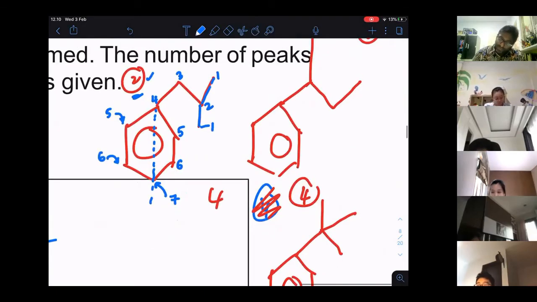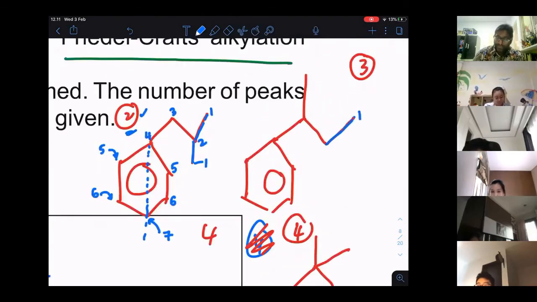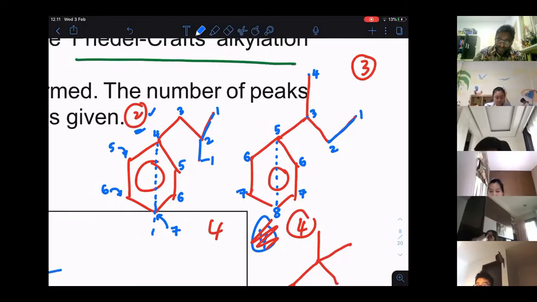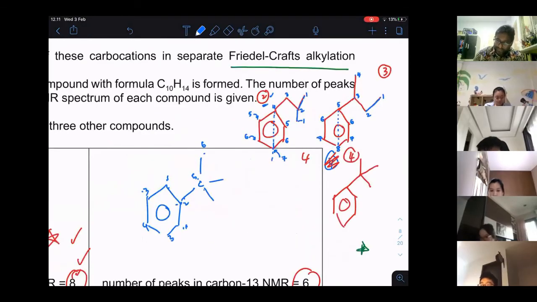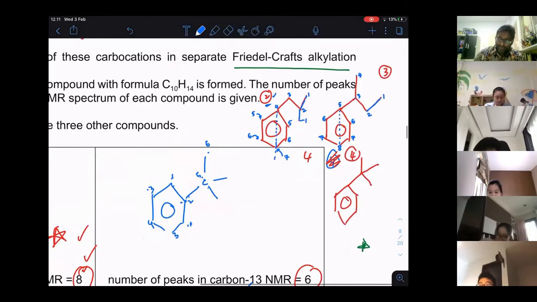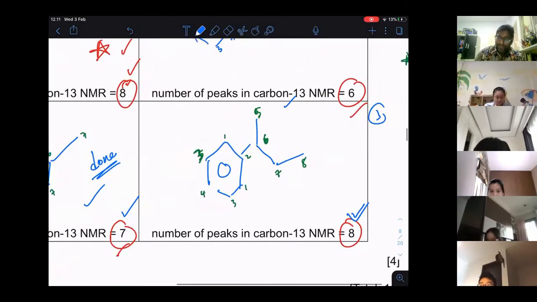You see, this carbon environment is 1. This is going to be a different carbon environment, 2. This is another different carbon environment. This is another different carbon environment. Another different carbon environment. Make it a symmetry. This is going to be carbon number 6, 7, and 8. So structure number 3 will have 8 peaks. That's why you can see I wrote number 3 over there.